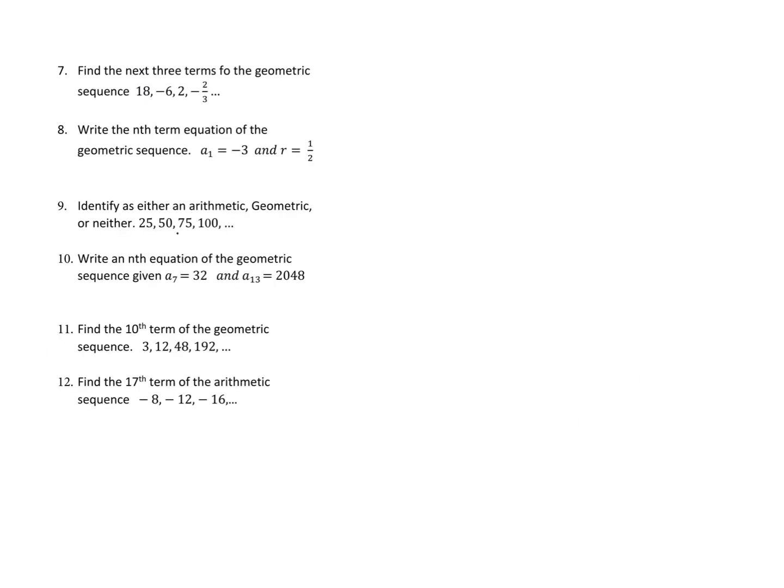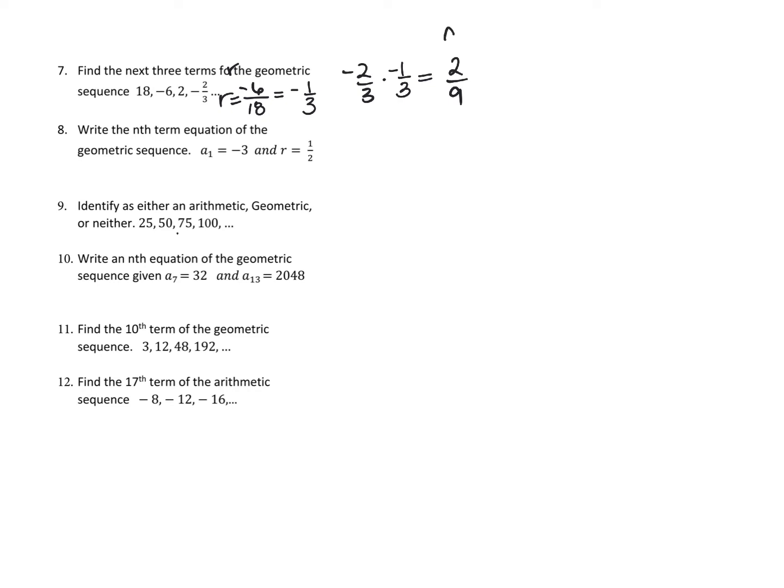All right, number 7, find the next three terms for the geometric sequence 4, 18, negative 6, 2, negative 2/3. The best thing I can do is take negative 6 divided by 18. I get negative 1/3 when I reduce. That's my r. So negative 2/3 times negative 1/3. My next term is going to be positive 2/9.